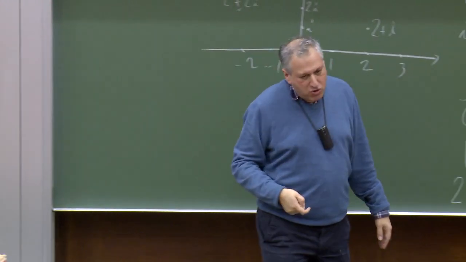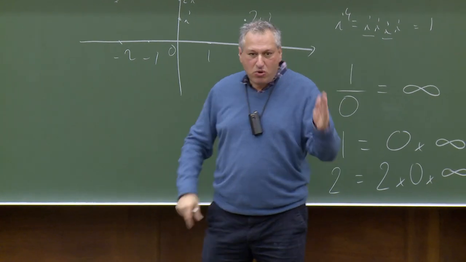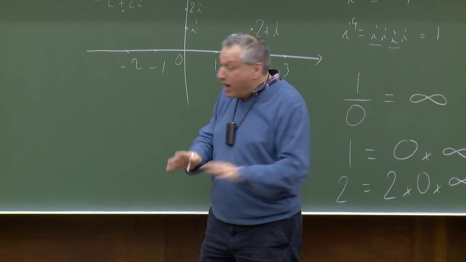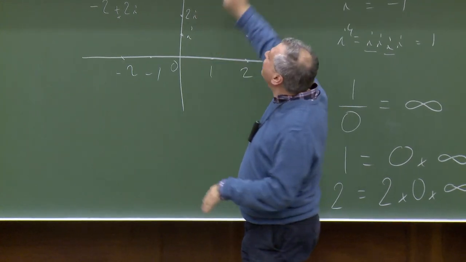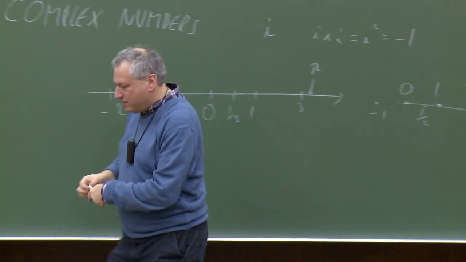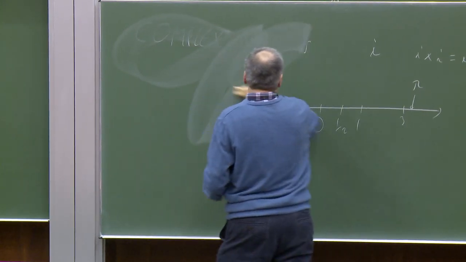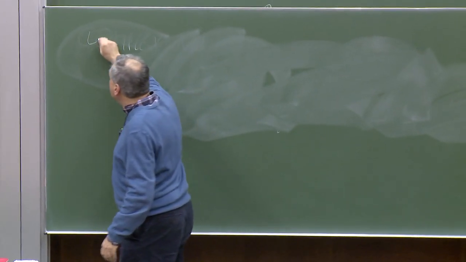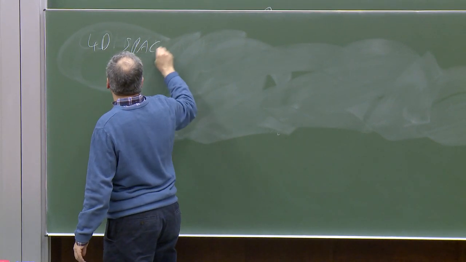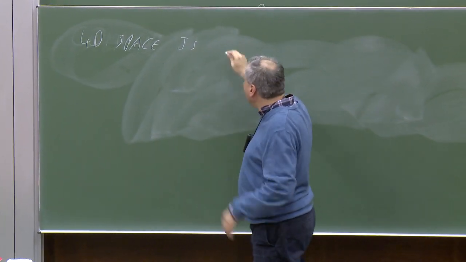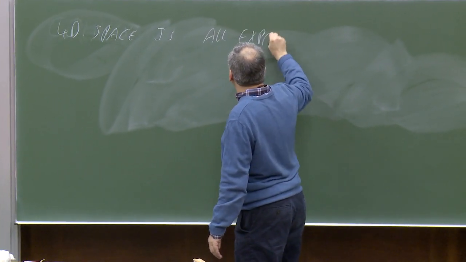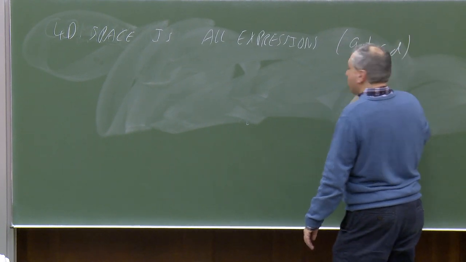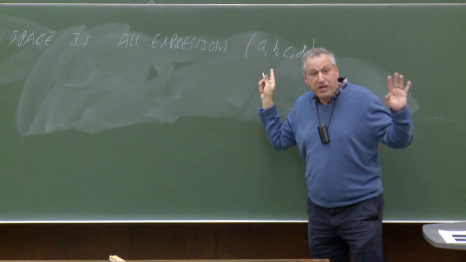So the answer to what is four-dimensional space is incredibly easy. It's just all things of the form, open bracket, four numbers. That's all it is. That's not the end of the talk, by the way. So 4D space, by definition, is all expressions A, B, C, D, where those are just ordinary real numbers.